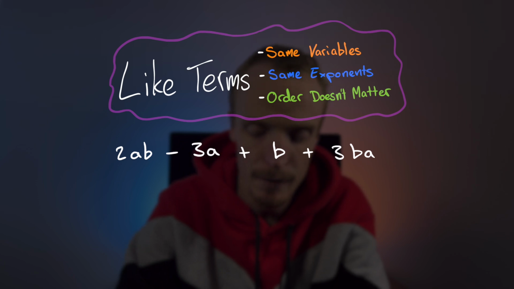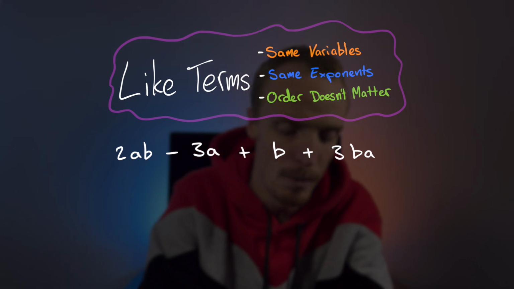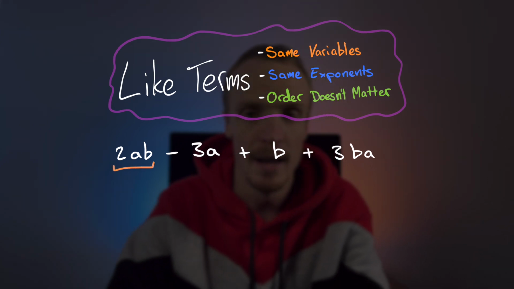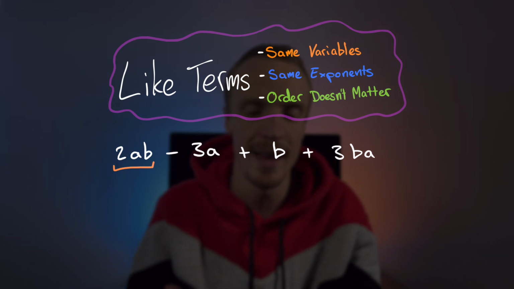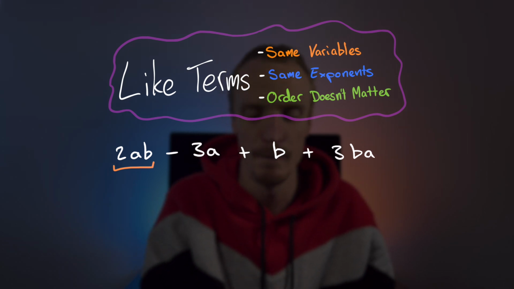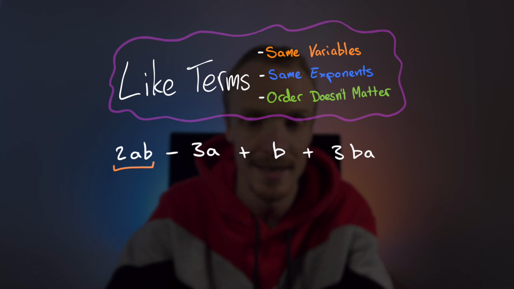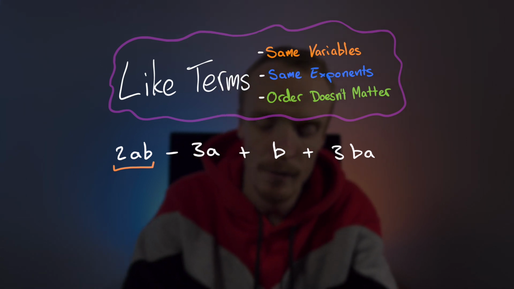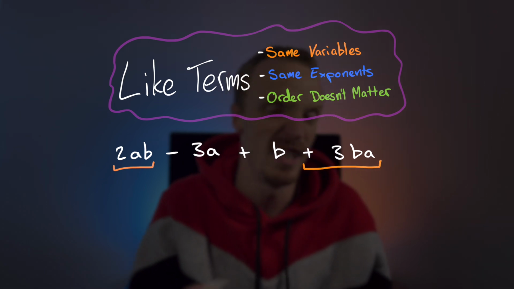And you can see our very first term contains both the variable a and the variable b. Now, for terms to be like each other, they have to contain the same variables. So our second term only has a, so that's not the same. Our third term only has b. However, our fourth term does contain an a and a b. However, it's in the other order.